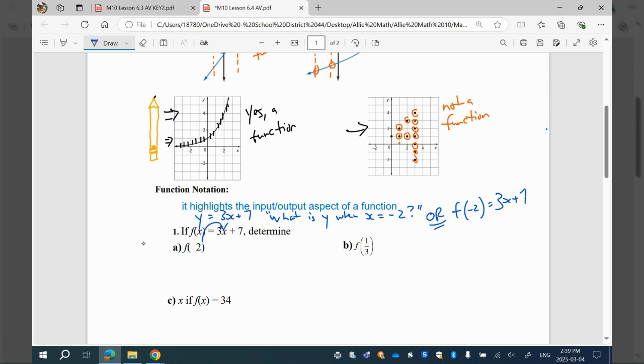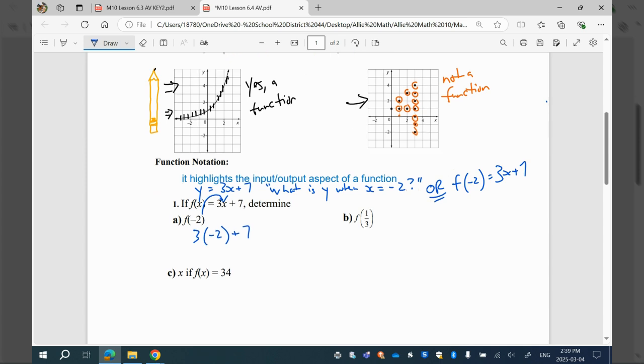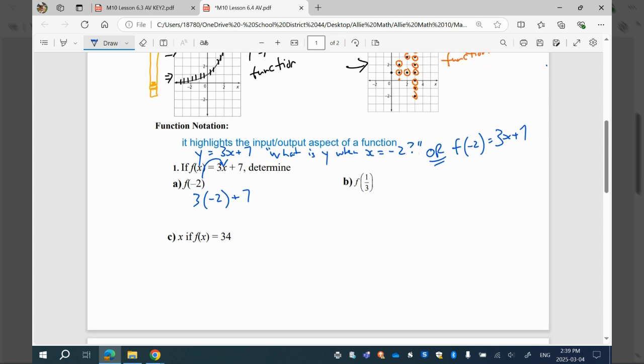So we're looking for 3 times (-2) plus 7. Remember our BEDMAS: 3 times -2 is -6, plus 7 equals 1. And so f of -2 equals 1.